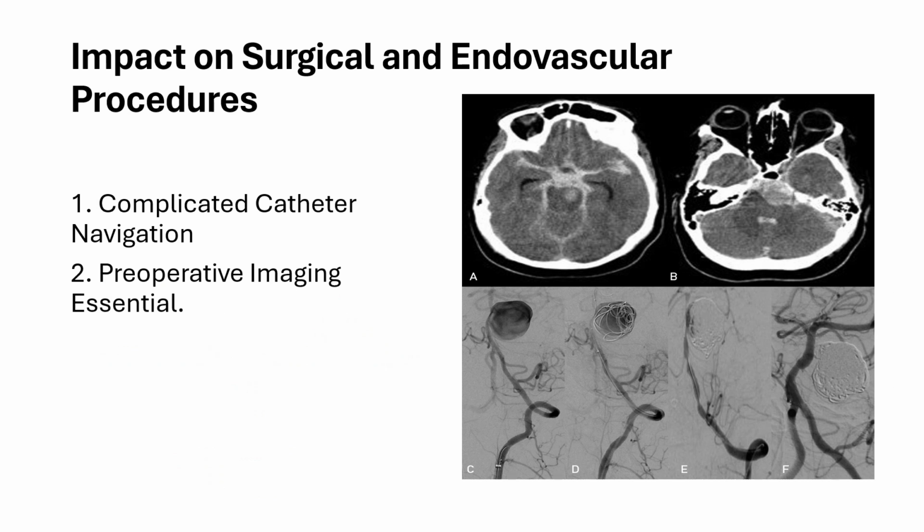Impact of anatomical variation on surgical and endovascular procedures. Catheter navigation in variant anatomy during endovascular procedures is extremely difficult, prolonging procedure time and increasing the risk of vessel injury or dissection. So preoperative imaging is very essential. Why? Because it allows for the precise identification of all intracranial vessels, including persistent embryonic arteries, for example a persistent trigeminal artery, which if unrecognized can lead to severe complications. So imaging is essential to avoid such complications and guide safer interventions.